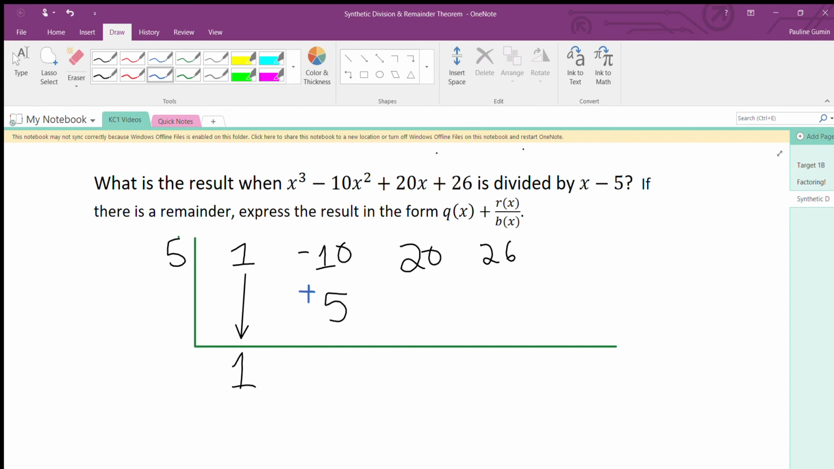Add. Multiply. Add. Multiply. And add. Okay, let's write our answer.